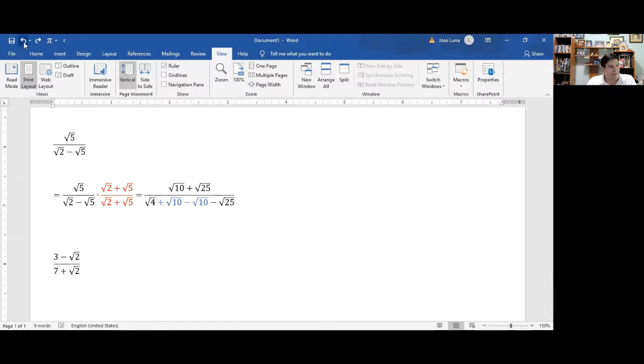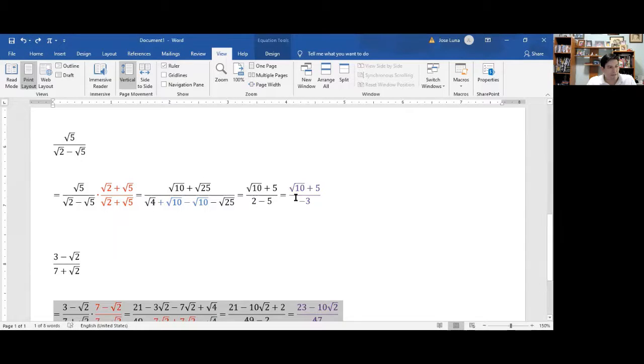So what we have here is square root of 10, we can't simplify that, plus 5 over square root of 4, which is 2. These two cancel, and minus square root of 25, which is 5. Of course, 2 minus 5 is negative 3, and that's our answer. That's how you need to write it there.